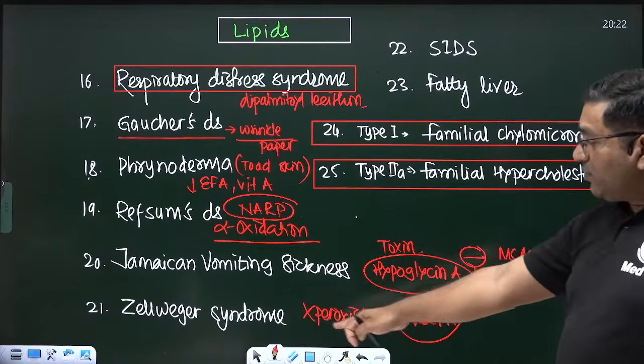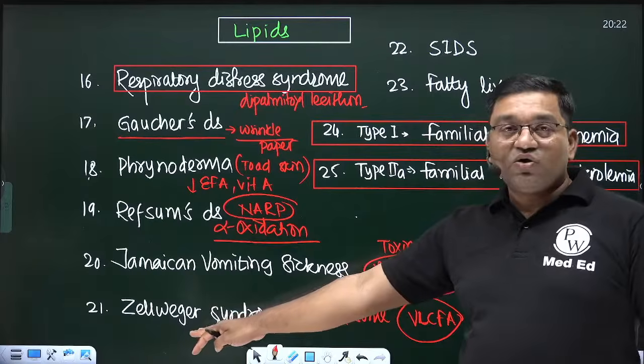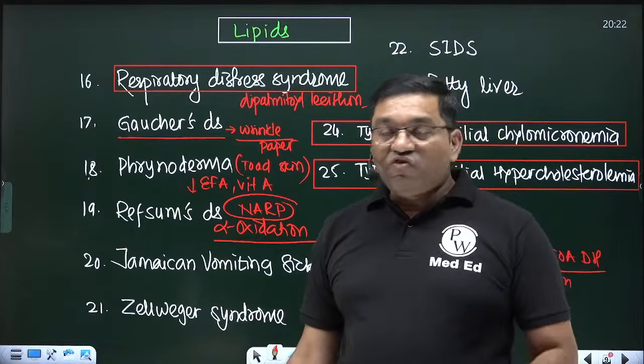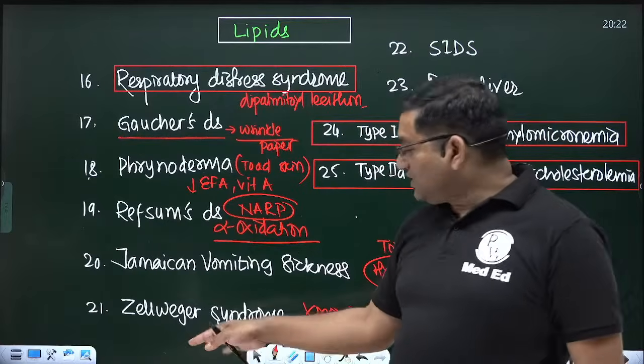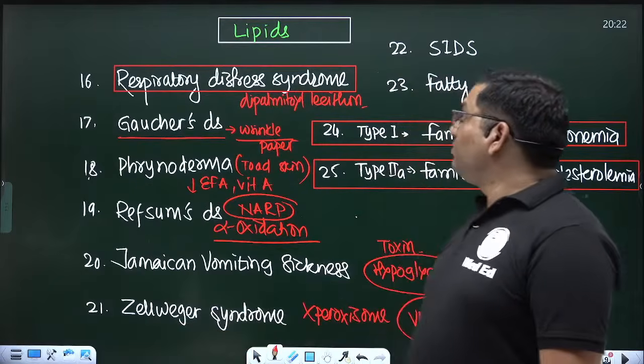Profound neurologic impairment is there in Zellweger syndrome, and death can occur within 1 year of age. This is a severe form of Zellweger spectrum disorder. It is from the cell membrane topic, from lipid metabolism.